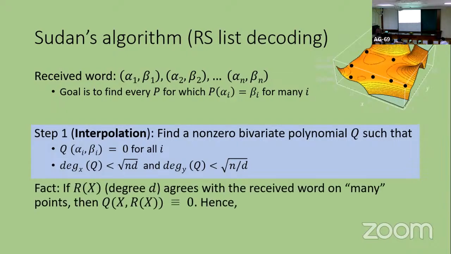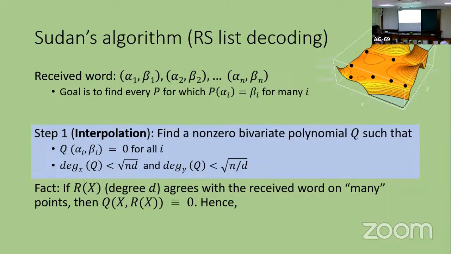Now, here's a fact, and this is not too hard to do. In fact, it's very easy to do: if some R(X) agrees with the received word on many points, so that you want it to be in your list, then it so happens that Q(X, R(X)) is identically equal to zero. And this can be easily seen by just computing Q(X, R(X)); you'll see that it has too large degree for it to be non-zero.